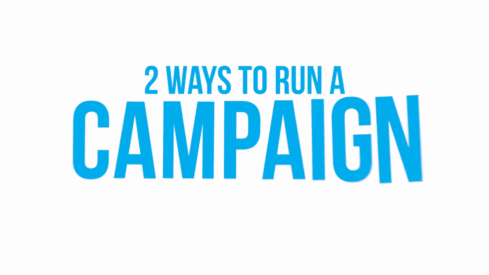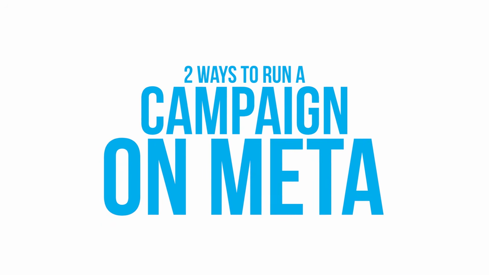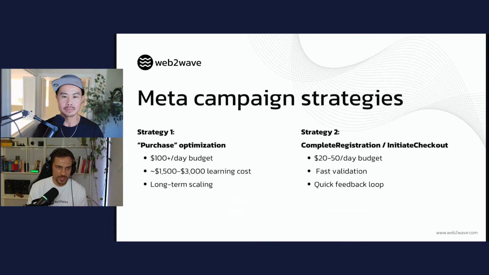There are two ways you do campaigns on Meta. It's a really simplified way you can do that. The main strategy, and the one you will always be using at scale, is optimizing on the purchase event. Your goal is to sell, not to complete the quiz or start the payment. So you want to optimize on the purchase event.